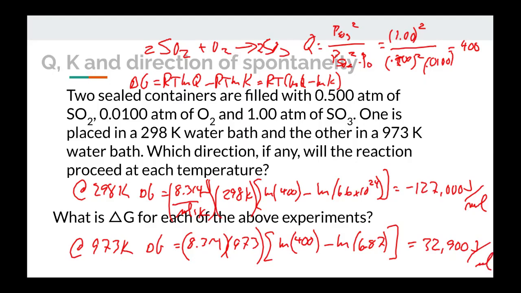Okay, so at the low temperature, delta G is negative, which means the reaction is spontaneous in the forward direction. It's going to shift in the forward direction. At the high temperature, delta G is positive, which means the reaction is not spontaneous in the forward direction, so it's going to shift in the reverse direction.